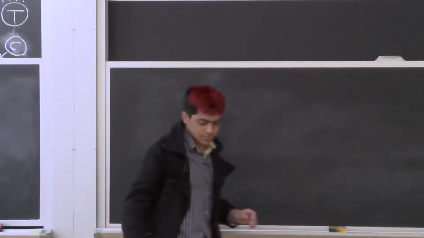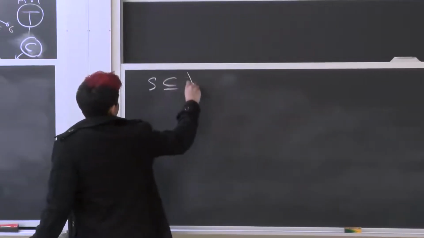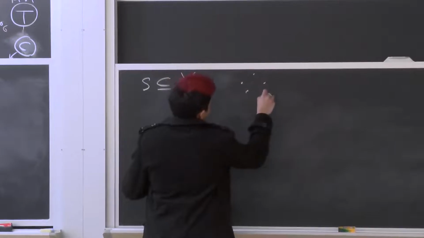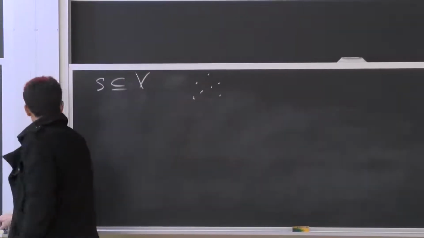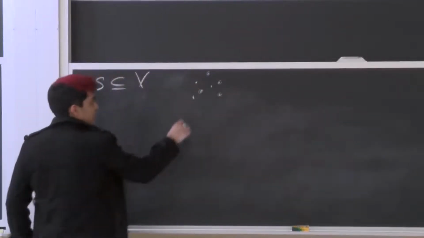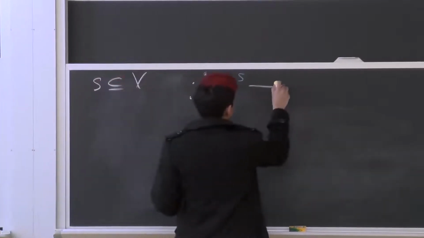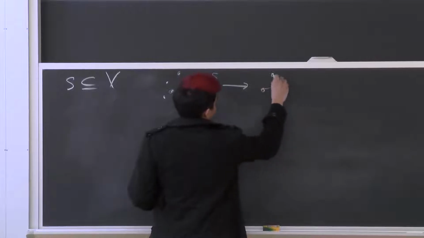So first, we start with this. Let's say S is a subset of V. So you have a graph, and you make a subgraph. So you pick out some vertices. So you pick out this one and this one and this one and this one, and that is your S. And so you get a new graph, which contains just those vertices and whatever edges connect them.